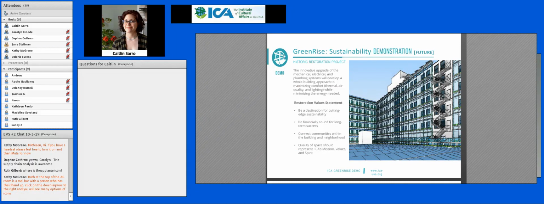If you think about the future of the GreenRise, we are currently planning out what we consider the historic restoration of our building. So we believe strongly about the value of an inherently historic building. Rather than tearing it down and just building something that's LEED certified from the ground up, we want to be able to preserve this asset and bring it into the 21st century.